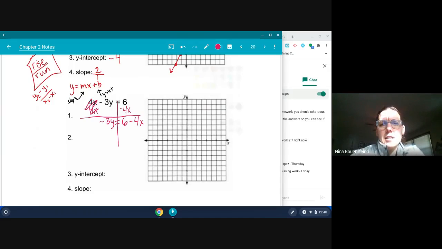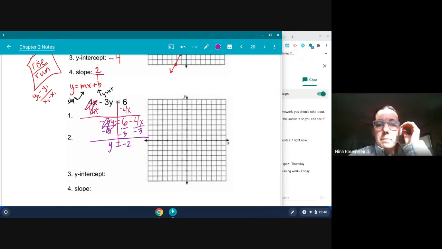Okay, the second step is to divide by the number in front of y. What is the number in front of y? -3. Yep, so we're going to divide by -3, divide by -3, divide by -3. So those cancel, and we have y equals 6 divided by -3 is -2.